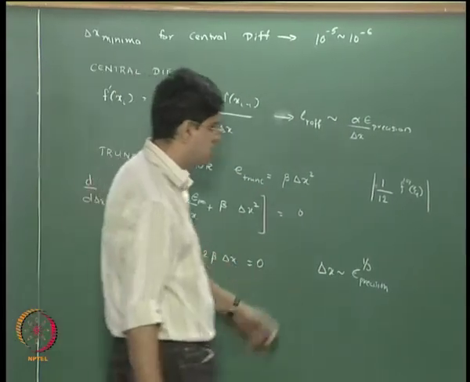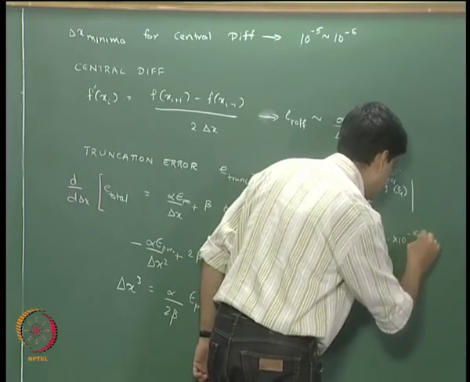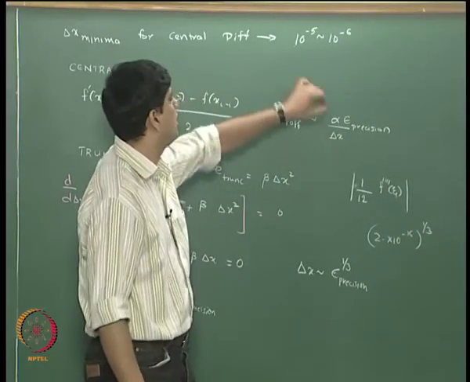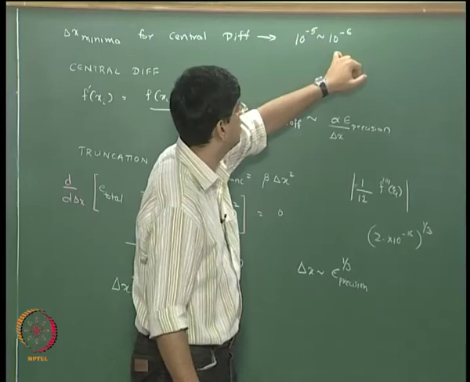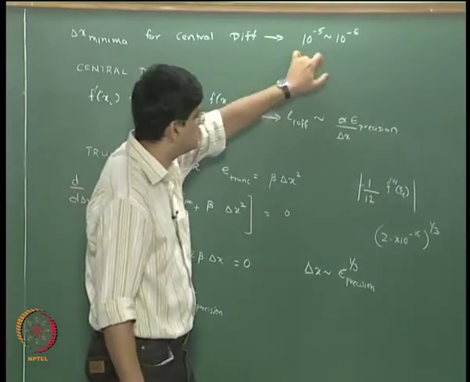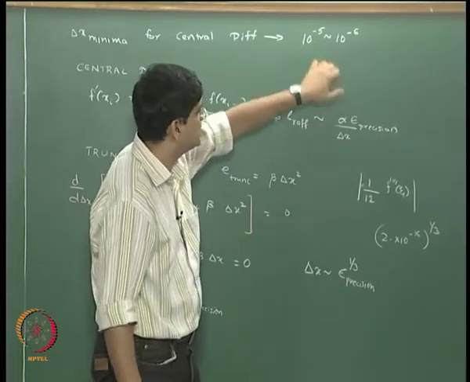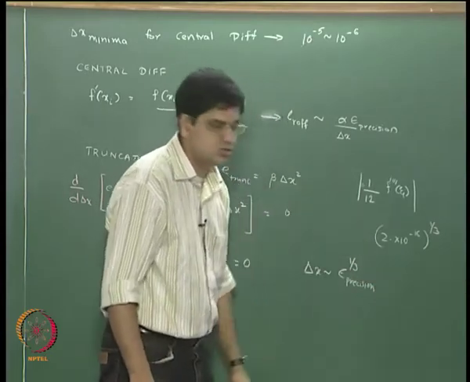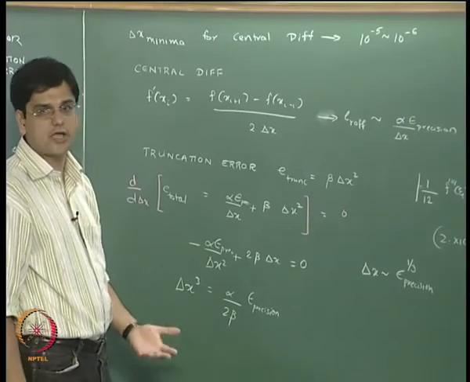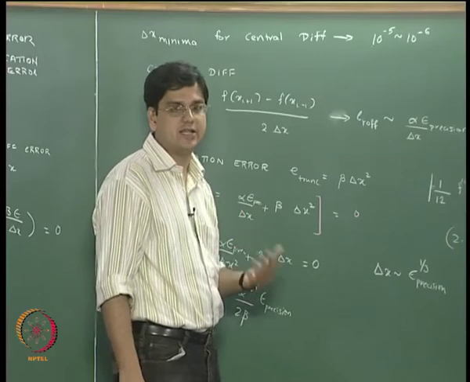And epsilon precision, as we said, was 2 into 10 to the power minus 16. To the power 1 by 3 is approximately in the range of 10 to the power minus 5 to 10 to the power minus 6, okay. So, this is the reason why, for the central difference formula, delta x should be chosen to be the cube root of the machine precision, okay. So, that is really what I wanted to cover for the error analysis.